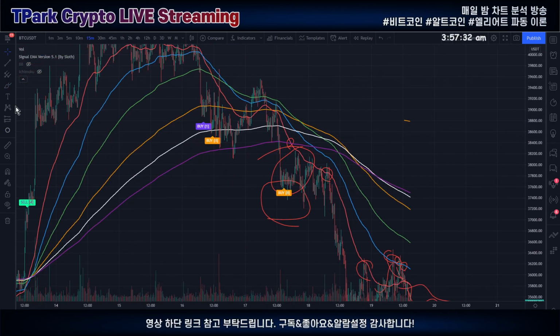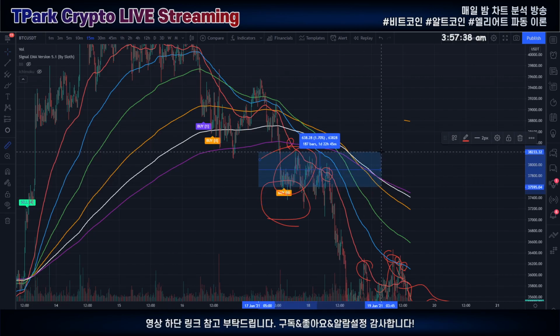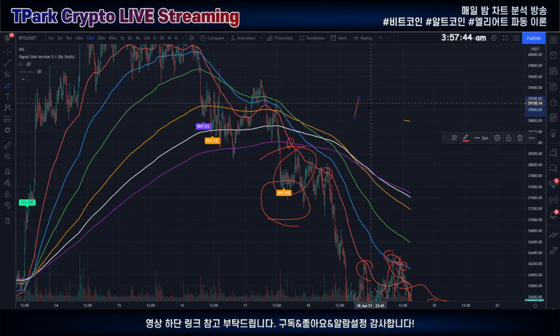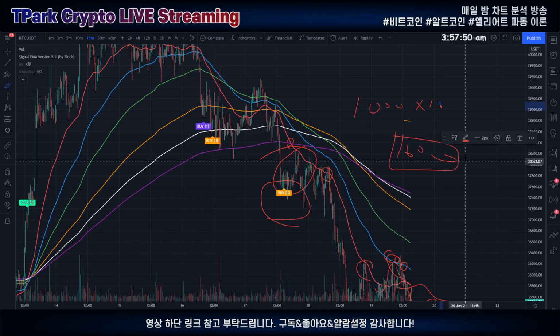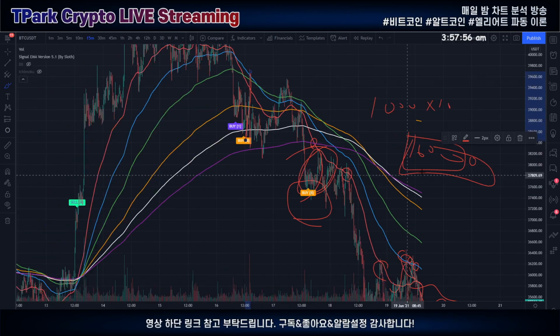So let's see if you went in at the price here. If you went in with 10 times leverage, this would have been around 16% profit. So if you put in 10,000, that would have been $1,600 profit, right? If you did 10 times, that would have been $16,000 profit just from this trade. Also same thing here and same thing here.